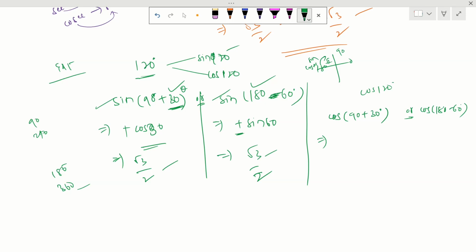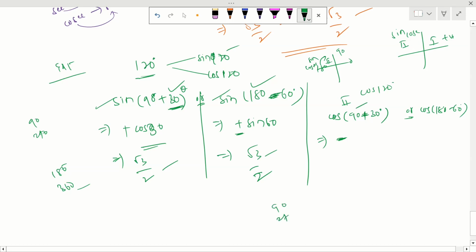So 90 plus theta is more than 90 degrees, so it is in the second quadrant. In the first quadrant all are positive. In the second quadrant, the values of sine and cosecant are positive and the remaining are negative. So cos is negative in the second quadrant. Negative we have written, and I have mentioned that in case of 90 and 270 degrees, cos will be converted into sine. So here it is minus sine 30.